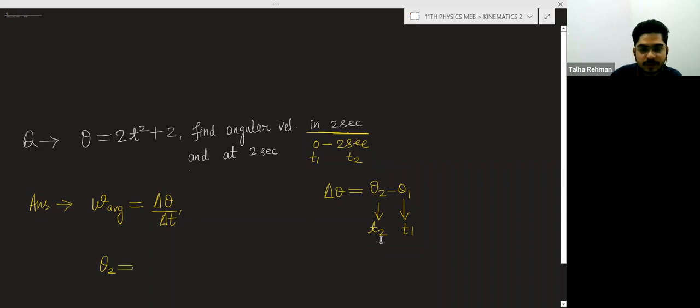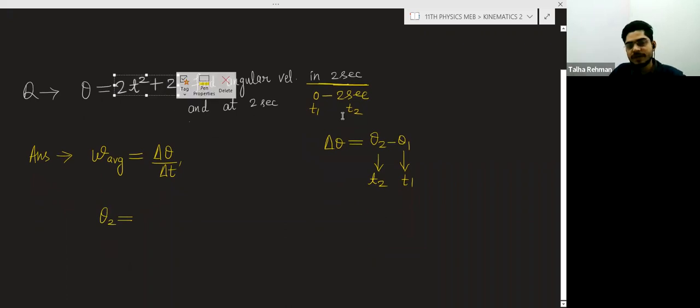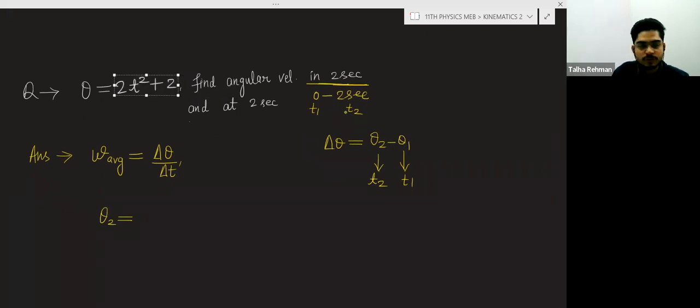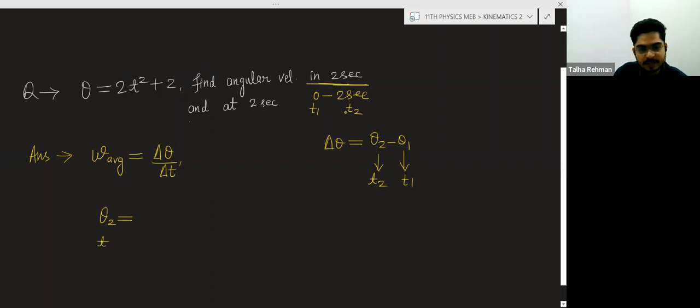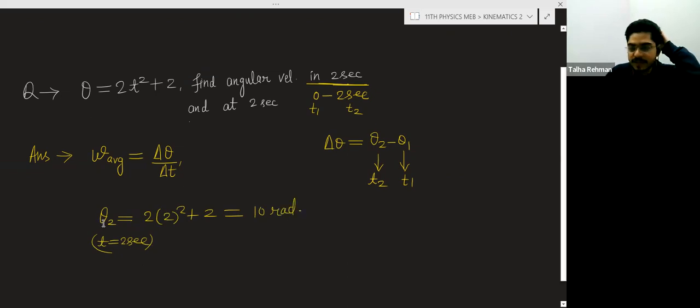Theta 2 means in this equation you will put simply the value of t2. So at t equal to 2 seconds you have to find, and that will be your theta 2. So it will be 2 into 2 square plus 2, so it will become 10 radian, because the angle theta is in radian.